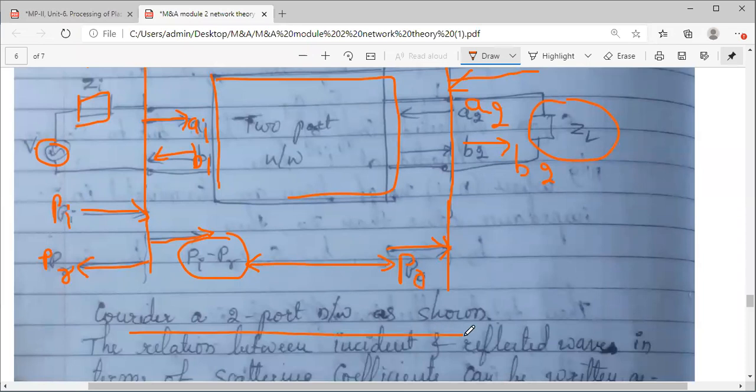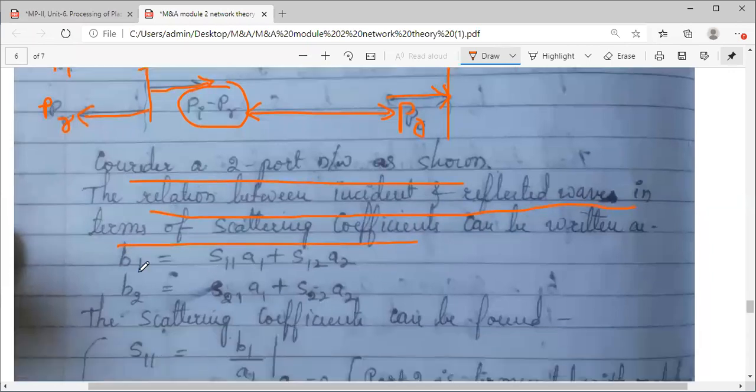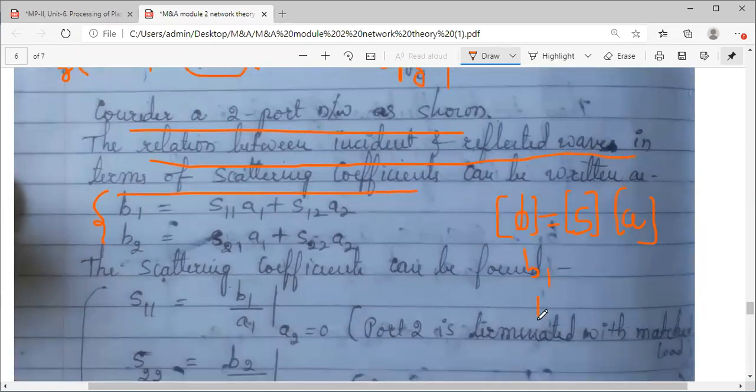Consider a two-port network as shown. There is a relation between incident and reflected waves in terms of scattering coefficients. We have already seen for a two-port network, B1, B2. In general, how is it written? The matrix B is equal to S into A. So we have a two-port, so two reflections, B1 and B2. We have two incident waves, A1 and A2, and in general, sorry, let me just write it in matrix form. It will be easy for you to calculate.